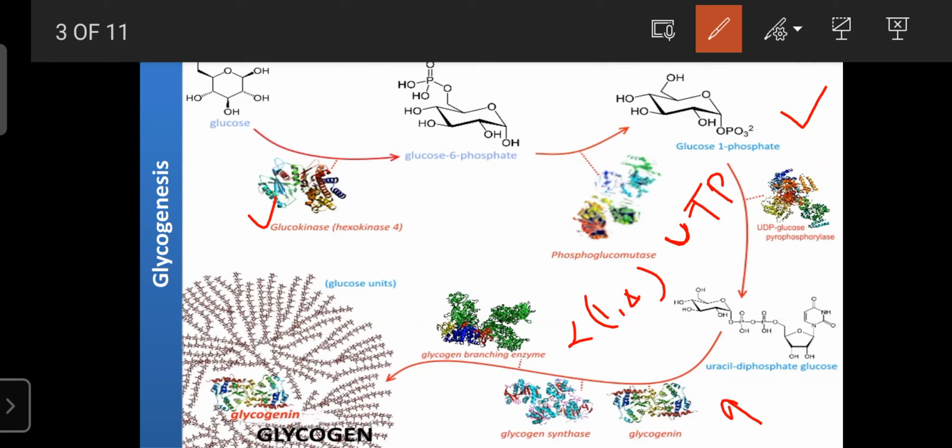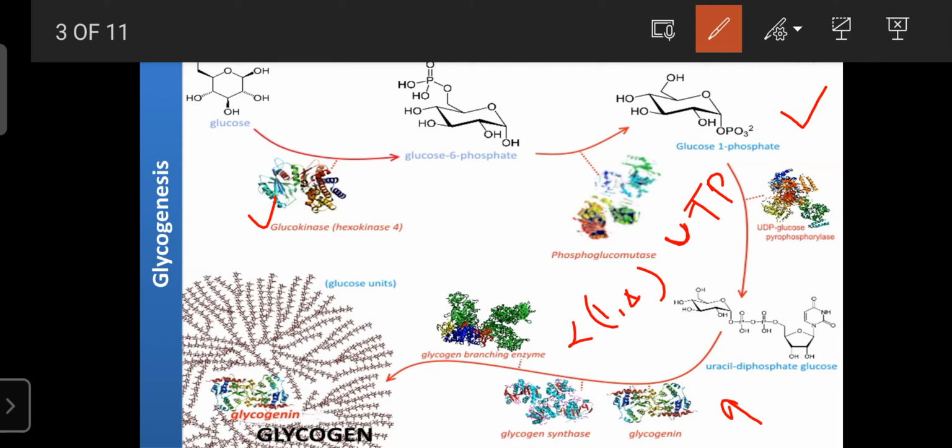And this glycogen synthase enzyme is another key enzyme. This enzyme is only active when the glycogenin primer is present. Without the primer, this enzyme is not involved in the synthesis of glycogen.